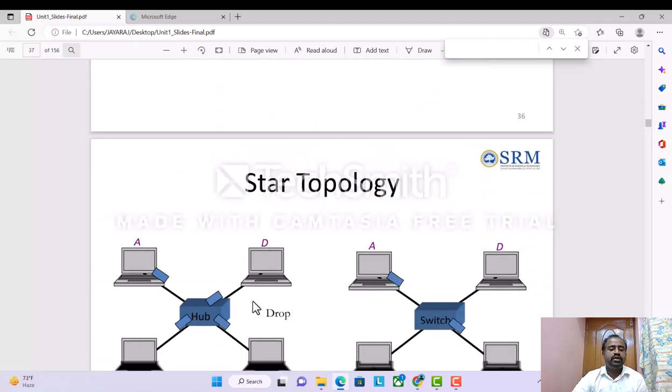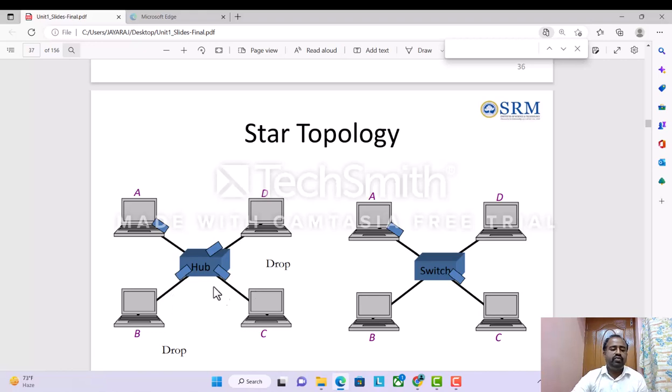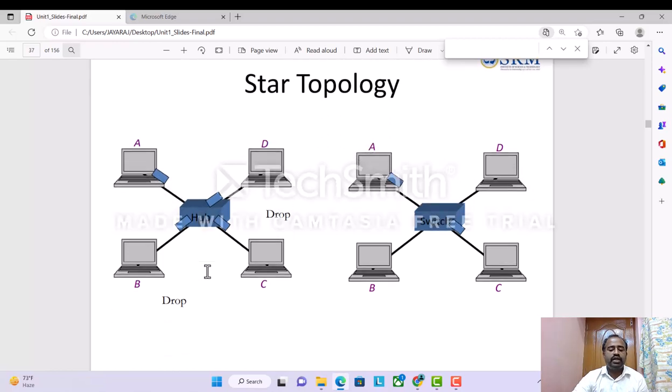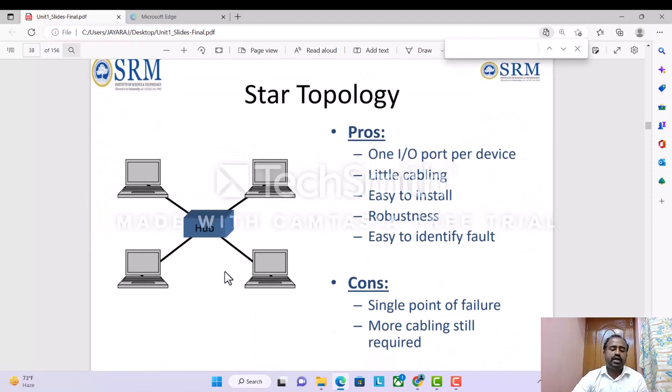Then star topology. See, here we'll be having the centralized hub. From the hub, the devices will be connected with individual links. Through those links, they will share the information to the hub, and then from the hub, the data will be transferred into the network. Then in star, only one input port, and the cabling work will also be very less since all the connections have been routed to the hub.